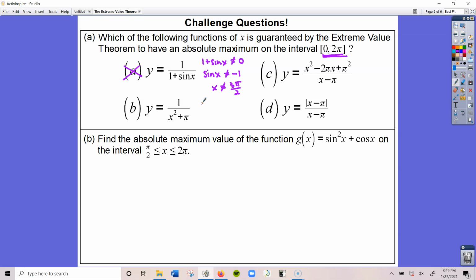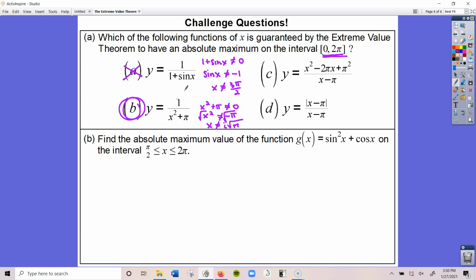Now if we look at B, we do the same thing. X squared plus pi cannot equal 0. We solve for x, we get x squared cannot equal -pi, and if we square root, we get that x cannot equal i square root of pi. This is an imaginary number. Now if that happens, that means that the denominator will never equal 0. So it would be continuous everywhere because there are no vertical asymptotes. So the answer would be B.